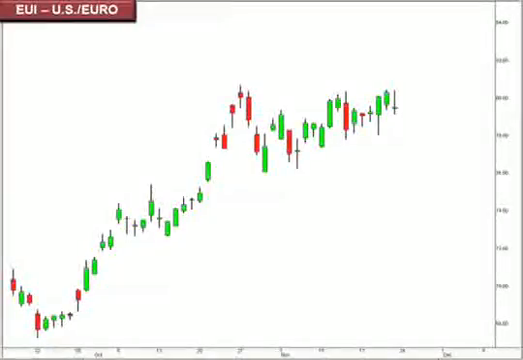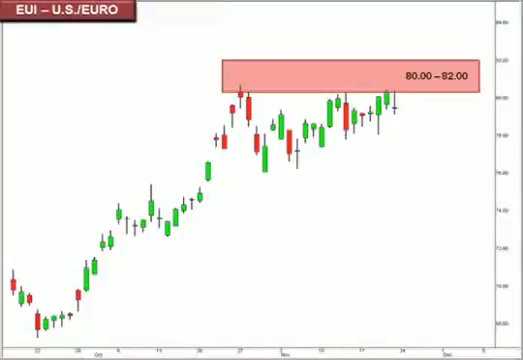All right, moving on to the EUI, the US versus the Euro, we can see the formation of an ascending triangle. As referenced in our outlook for the US dollar index, these patterns have a tendency to precede the continuation of a prior trend, in this case to the upside. With that in mind, the 80 to 82 focal zone still continues to be an important resistance level.